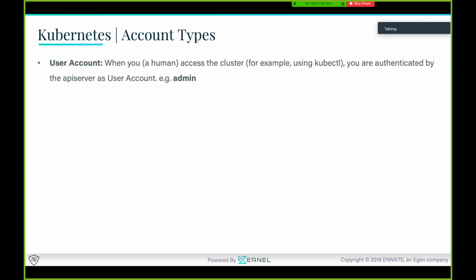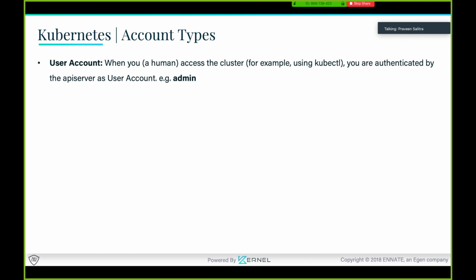Now, another thing before we start understanding RBAC is how many types of subjects can be there requiring access to the Kube API server. One of them is humans like us. When you access the cluster, for example, using kubectl, you are authenticated as a user account. For example, in the previous, when I was talking to Kubernetes Dashboard, I was using admin credentials, right?